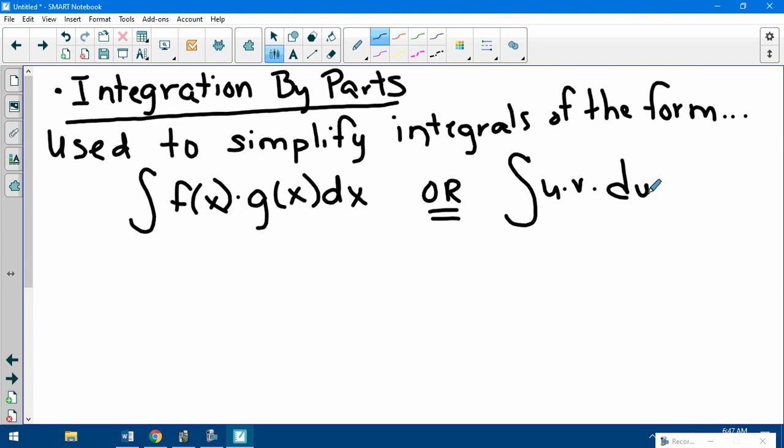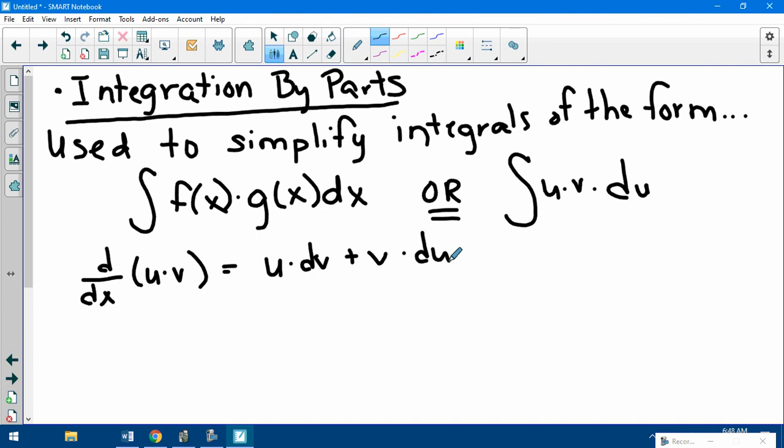Okay, so when you have two things that are multiplied and neither one is a constant, you can sometimes use integration by parts. So let's see where this comes from. First off, let's say I wanted to take the derivative of u times v. What would that look like? Well, it's just the product rule. So it'd be the first, u, times the derivative of the second, dv, plus the second, v, times the derivative of the first, du.